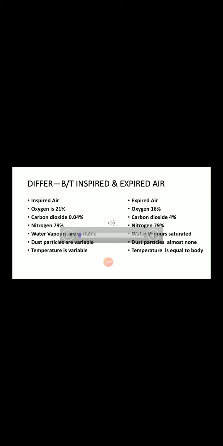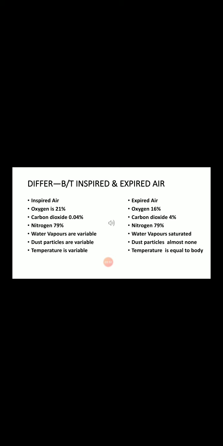Difference between inspired air and expired air. Inspired air is that we take inside our body, and expired air is given out of the body. The first difference is oxygen in the inspired air is 21% and expired air contains 16%. It means the level of oxygen is less in the expired air. Carbon dioxide in the inspired air is 0.04% that is present in the air, and carbon dioxide level in the expired air is much higher, 4%.